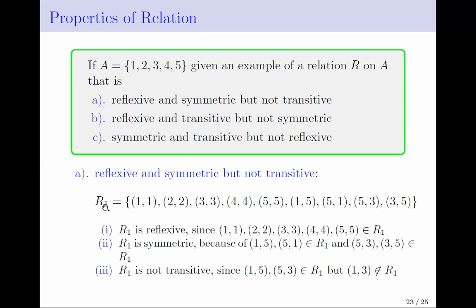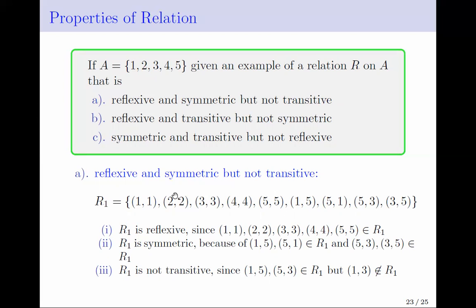Here we define like this. Reflexive means the relation must contain (1,1), (2,2), (3,3), (4,4), (5,5). Therefore, first of all, we write (1,1), (2,2), (3,3), (4,4), (5,5). Reflexive and symmetric. Symmetric means if I write (1,5), we have to add (5,1) also. Okay, (1,5), (5,1), (5,3), (3,5). If I write (5,3), then I have to include (3,5) also, which is not transitive because (1,5) is there, (5,3) is there, but (1,3) is not in R1. Therefore, this relation is not transitive.